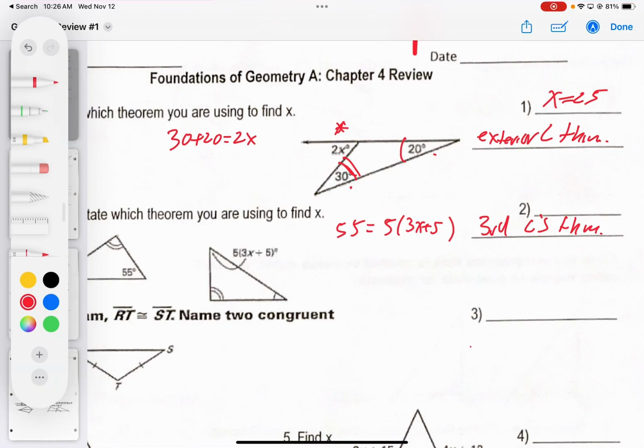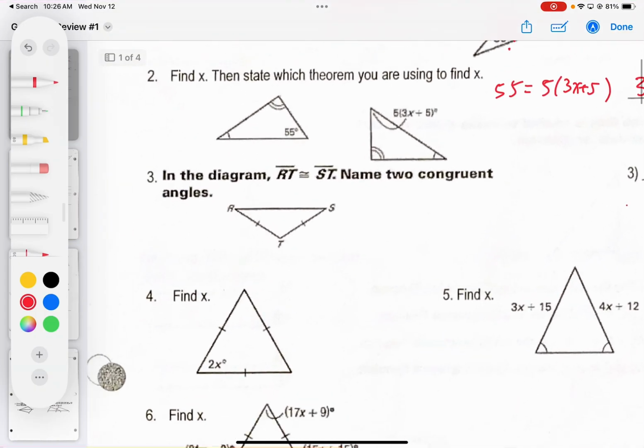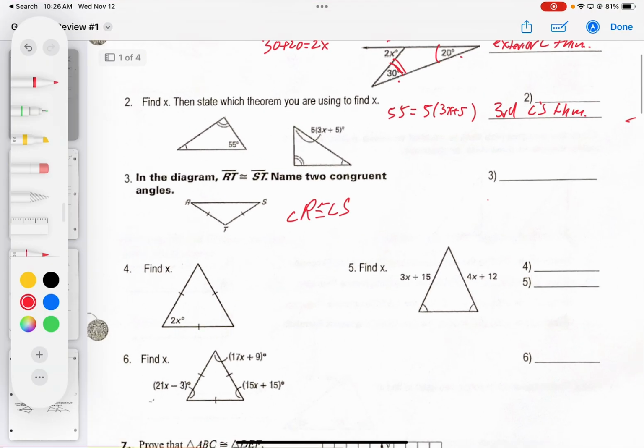Cool. All right, and then number 3. It says in the diagram, RT is congruent to ST. Name 2 congruent angles. Nobody put this up. You guys tell me. What'd you guys get for number 3? Good. Angle R is congruent to angle S. Great. And then what about number 4?